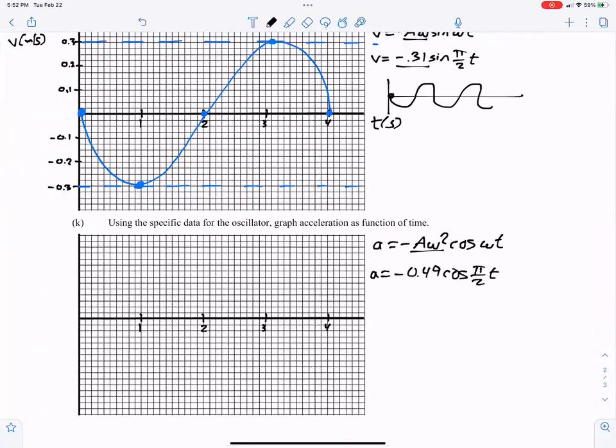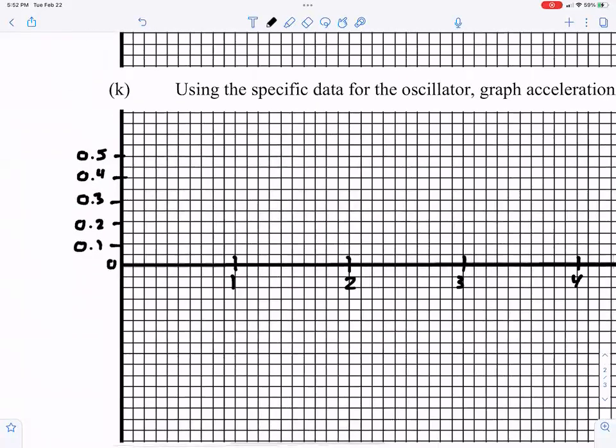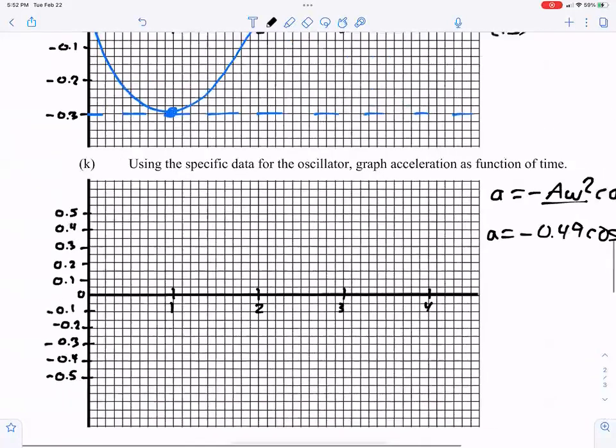Okay, so thinking we can go, let me see, 0.1, 0.2, 0.3, 0.4, 0.5. And then same thing here. There's 0, negative 0.1, negative 0.2, negative 0.3, negative 0.4, and negative 0.5.